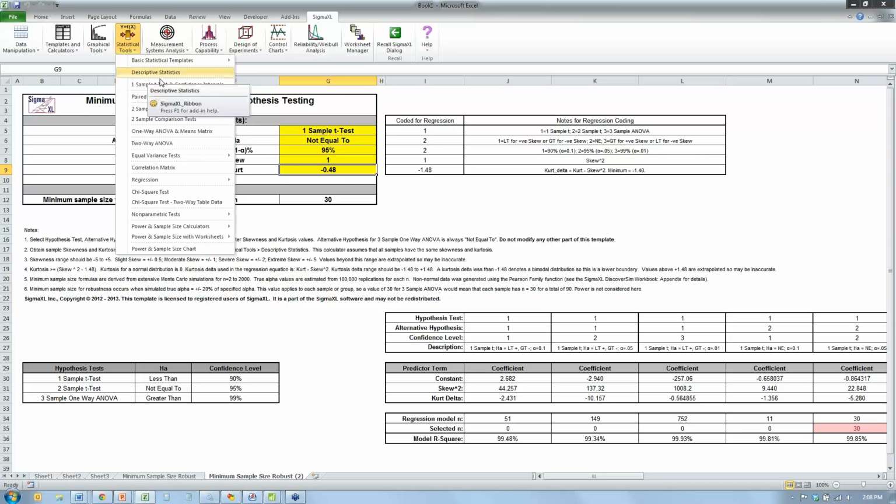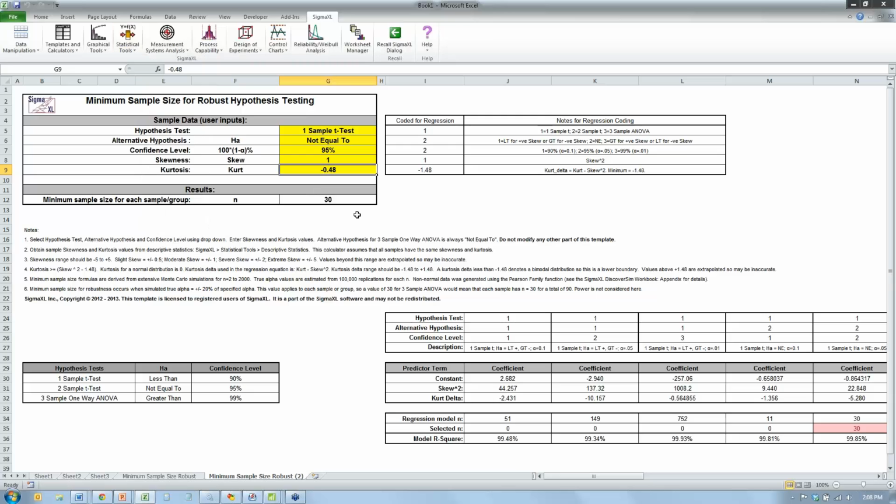Under descriptive statistics on your data, that will give you the skewness and kurtosis values. So that's where you would get skewness and kurtosis from the descriptive statistics. Now, the calculator is telling me that you need 30. And so you can say, well, right, that's the rule of thumb, 30. So why do I need the calculator?